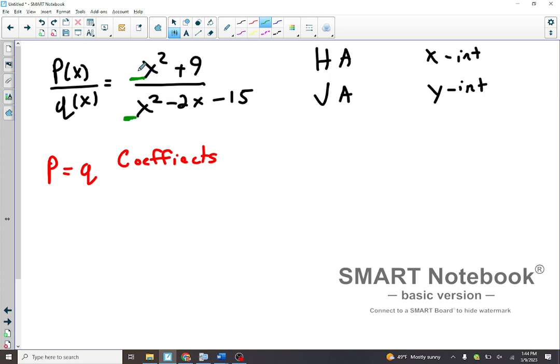In this case, x squared, what's in front of this if you don't see a number? 1. So your horizontal asymptote is 1 over 1, which is just 1. So you have a horizontal asymptote at 1. If they're equal, it's just the coefficients, and if the coefficients aren't there, it's just 1 over 1. But this could be a 2, and it would be 2 over 1 in that case.